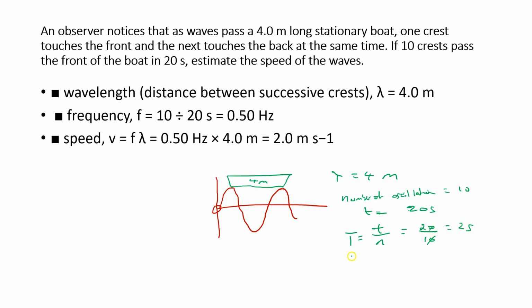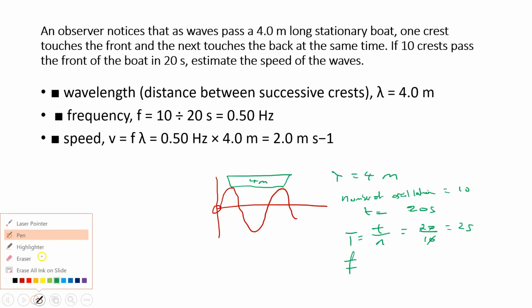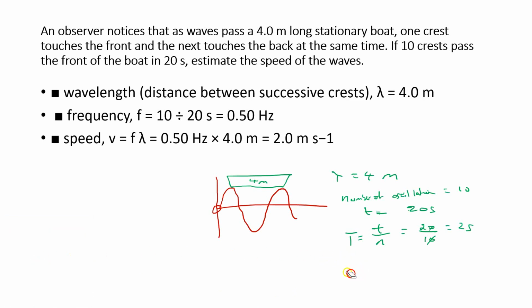Similarly, because we know that frequency is the inverse of period, we could have gone ahead to say that 1 divided by 2 is going to give us 0.5 hertz.